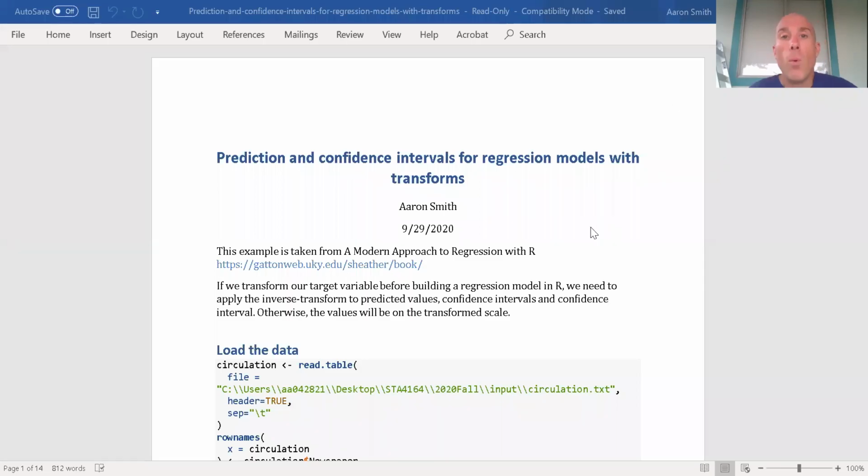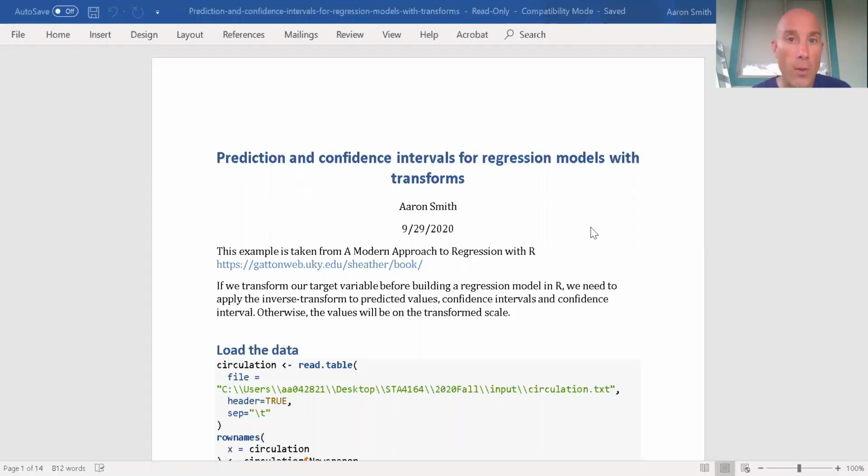Hi, in this video, we want to take a look at prediction and confidence intervals for regression models where we use transforms. The big idea is that if I've transformed my Y variable, my target variable, to get a better regression model, in R, when I go to make my predictions, I have to convert them back, because the predictions, the fitted values, the confidence intervals, and the prediction intervals are all going to be on the transform scale.